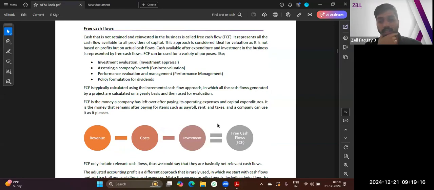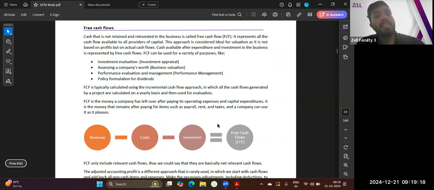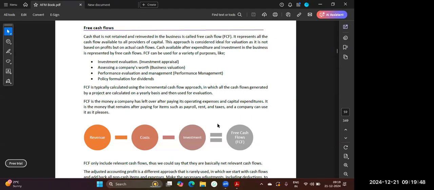Now, free cash flows is nothing but something after revenue minus cost minus investment. We all know, like we saw in our last class, right? We are the ones who decide what is the level of investments we need to make, what is the level of dividends we need to distribute. Correct? Yes or no, everyone? Yes, sir. We decide what is the dividend we need to make.